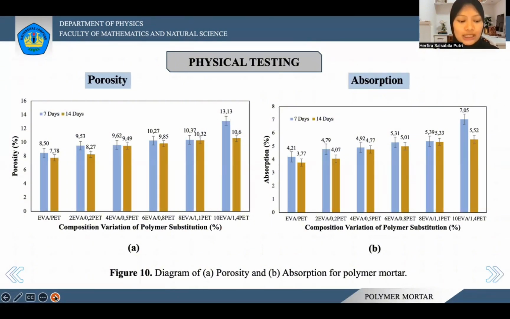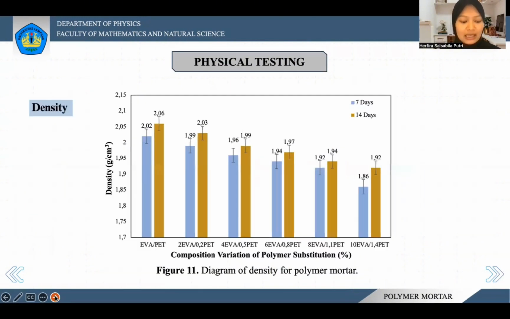The first is porosity. Porosity and absorption decrease with an increase in the duration of soaking time, but increase with a rise in the polymer composition used. And then for the density, based on the variation in soaking time, it has increased, while the density has decreased due to the increase in polymer substitution in mortar.